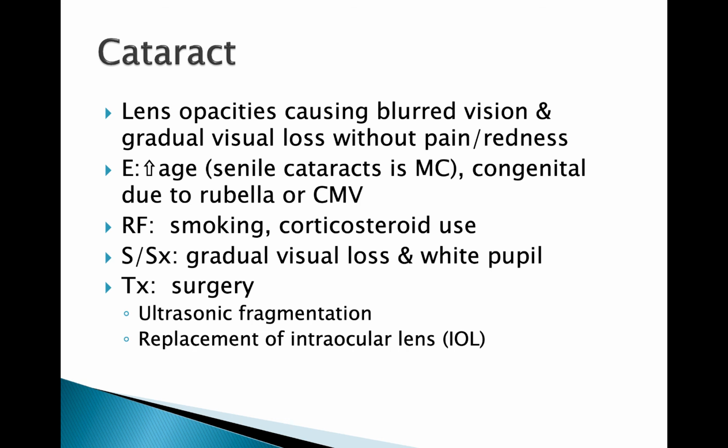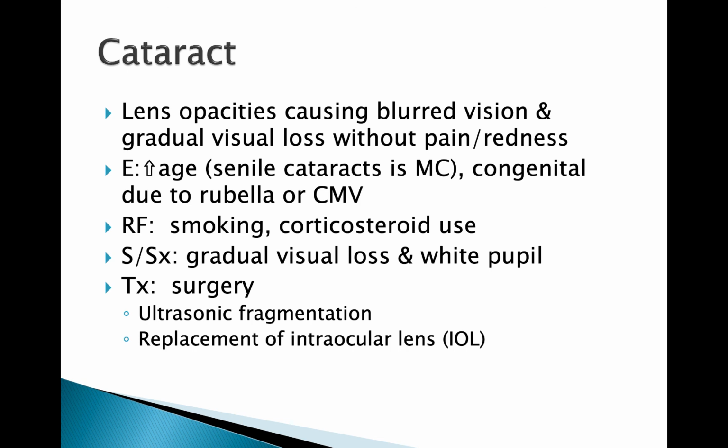Cataracts is a lens opacity that causes blurred vision and gradual loss without pain or redness. And etiology is typically increased age. You can have congenital cataracts, and if you see cataracts in a newborn, it's usually because they've been exposed to rubella or CMV in utero. But in senile cataracts, which are seen in older patients, it's age. And what happens is proteins build up on the lens, and the lens starts to become cloudy.